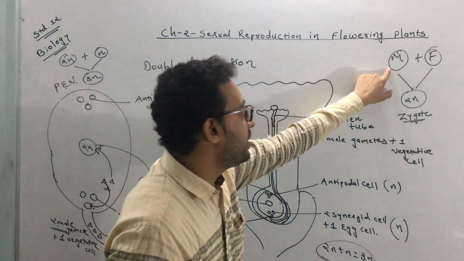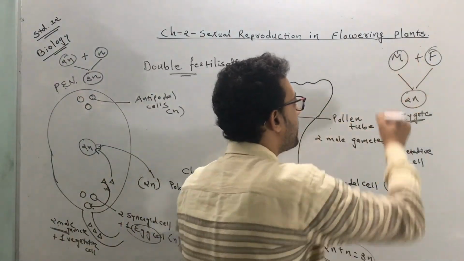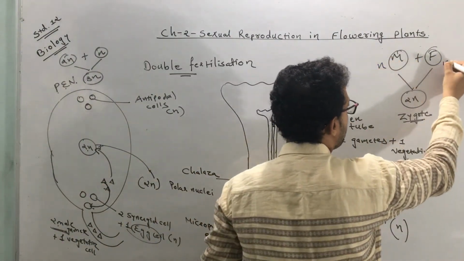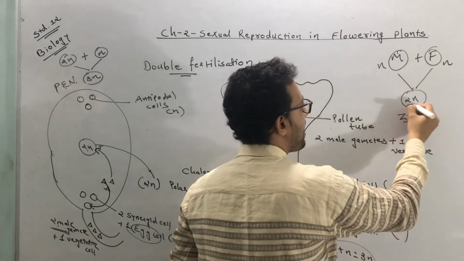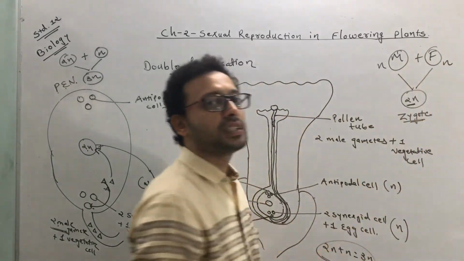And the first male gamete that fuses with the female gamete: the male gamete is haploid, the female gamete is also haploid, and it forms a diploid, n plus n, 2n zygote.